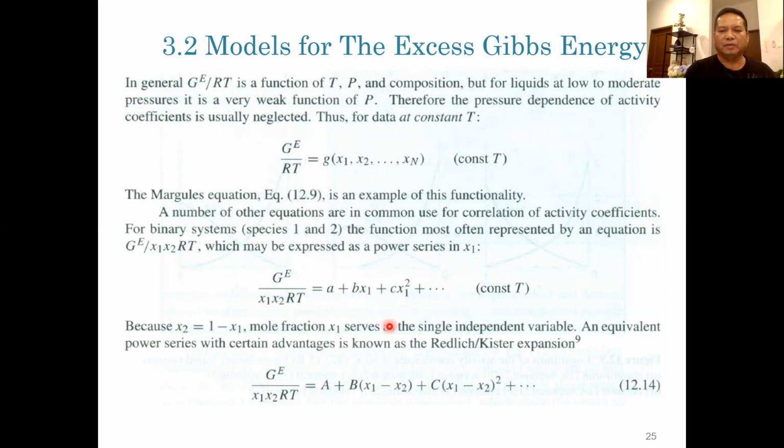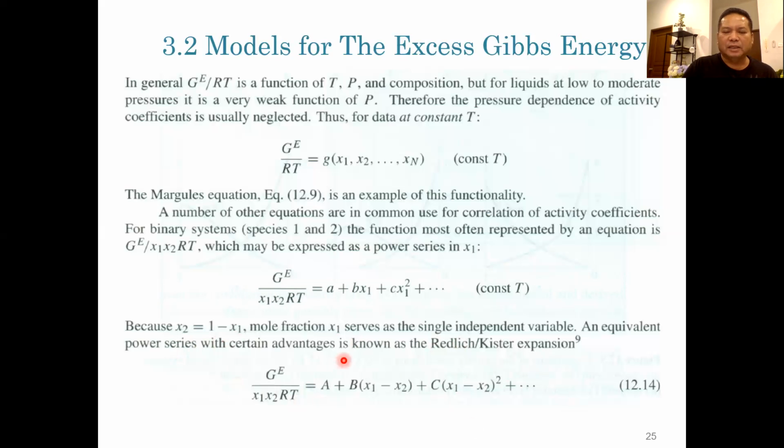virial equation. So we can expand this and allow x2 equal to 1 minus x1, then we can get this Redlich-Kister expansion. I think you should remember this from Thermo 1, for ideal gas. So this is very similar.